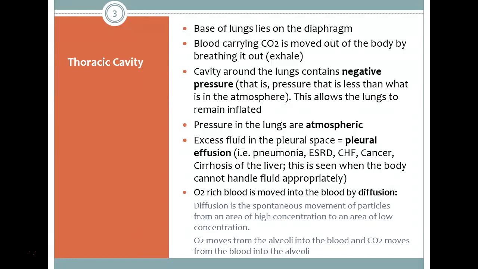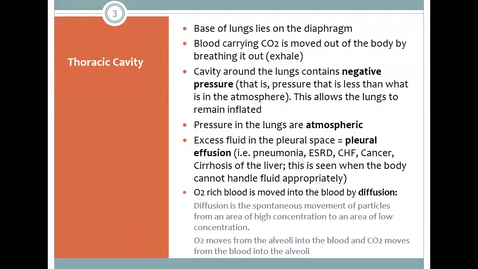Again, inside the lungs the pressure is atmospheric, and the pressure around the lungs in the lung cavity is negative pressure. This is what allows the lungs to remain inflated. It's important that we maintain this negative pressure in order for our lungs to stay inflated, so that we don't end up with a pneumothorax or a collapsed lung. For example, if somebody takes a knife and stabs a patient in the chest, and it disturbs that negative pressure area, the patient's lung would collapse.